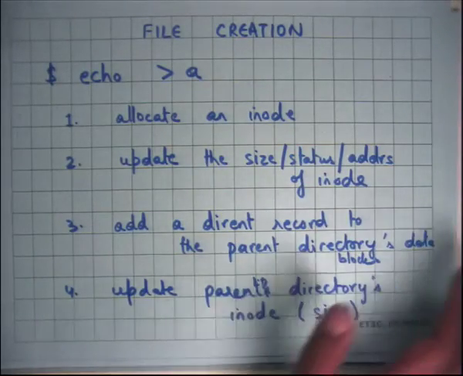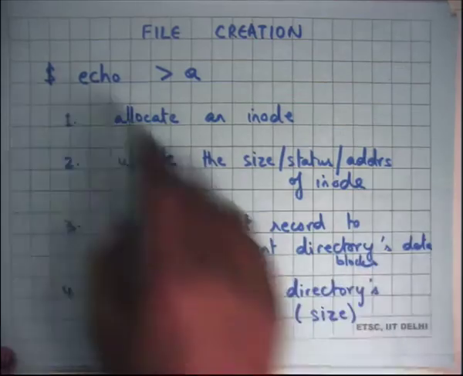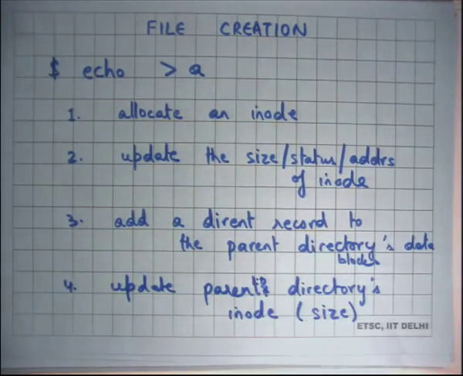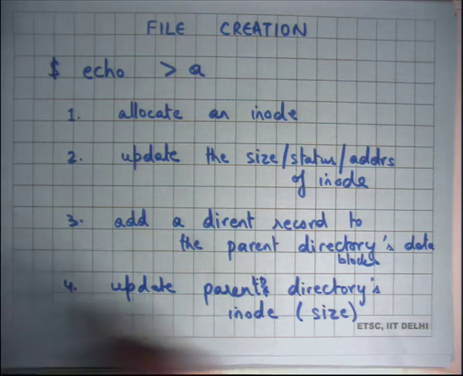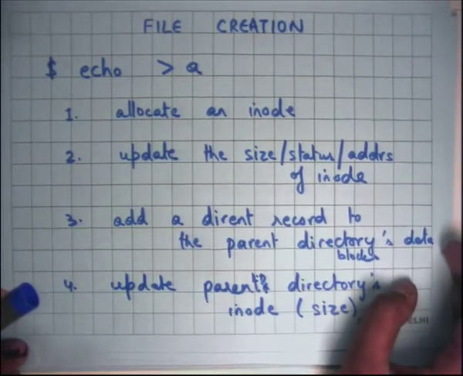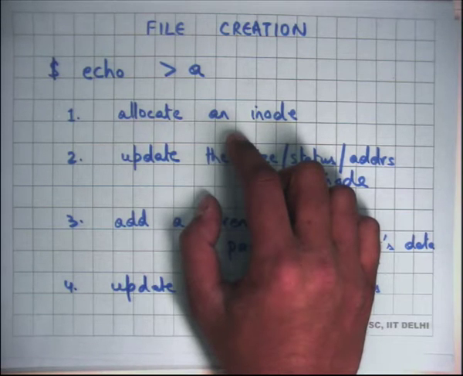We are also looking at what happens if I want to create a file. Let's look at some operations and what are the writes to the disk that need to happen for each operation. Say I create a file using the command echo greater than a, which just creates an empty file called a in the current working directory of the process. That current working directory is also the parent directory of this file called a. So how am I going to do it? I am going to first allocate an inode. I am going to traverse the list of inodes and find one which is not used.